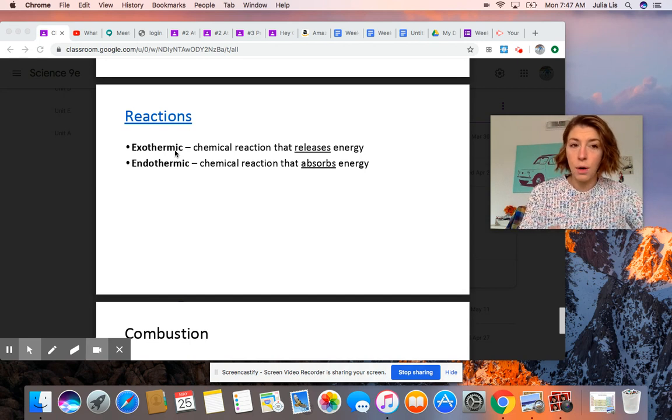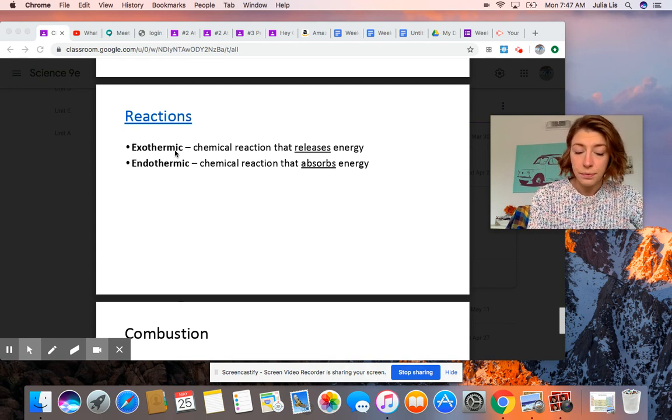And so, most often, a lot of the reactions that we look at, or the most common ones, are exothermic. So, if you have a campfire, the heat that's being released through that chemical reaction, through the breakdown of your fuel, your wood, is an exothermic reaction.